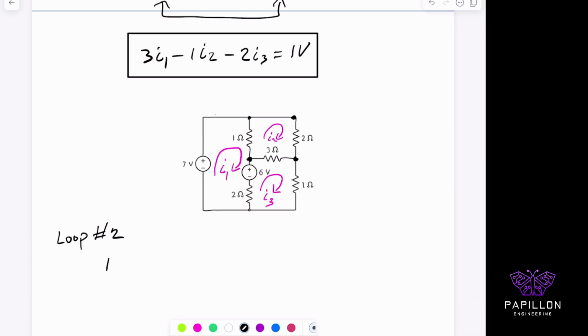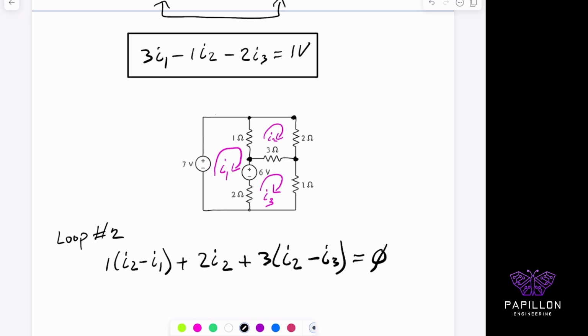It says 1 ohm. And because I'm in loop 2, I put I2 first. I2 minus I1, plus 2I2, because the 2 ohm resistor is not being affected by any other mesh current. And finally, it's plus 3, and I'm in loop 2, so I2 minus I3's current flow equals 0. Then I have an equation for loop 2.